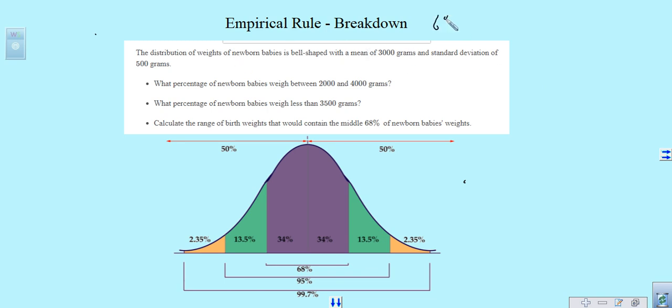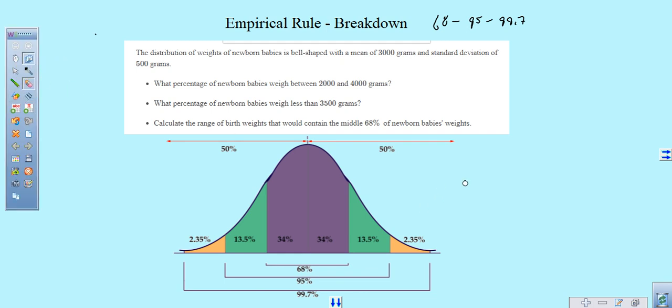That's 68, 95, and 99.7. I apologize for my childish handwriting. I'm getting used to using the pen again here, so I'm just kind of struggling a little bit. But with that said, here are my three numbers: 68, 95, 99.7. And I could make a 15-minute video that talks about how those numbers break down.